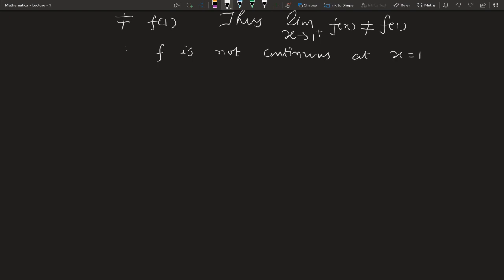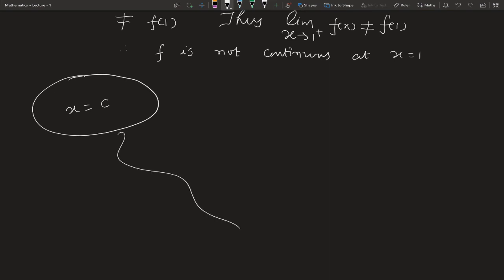So to solve the problems of continuity, first you note that sometimes the instruction will be given to evaluate or examine the continuity at some specific point x equal to c. In that case you have to observe the definition. If it is defined for x equal to c, the value of the function will be given, and for x not equal to c the value of the function will be given, then we will check the condition limit x tends to c, f of x equal to f of c.